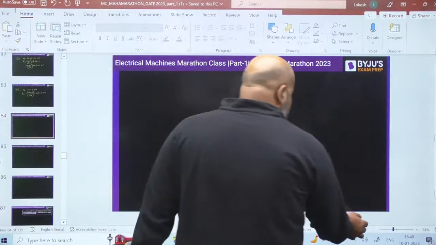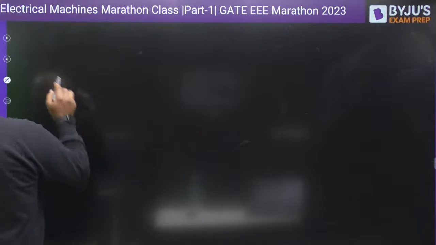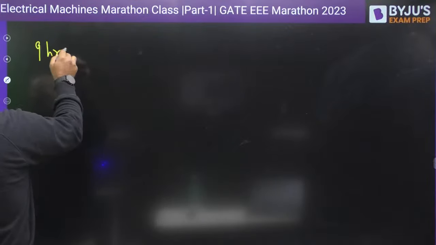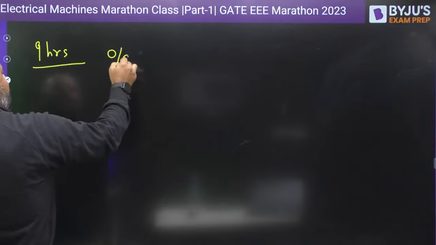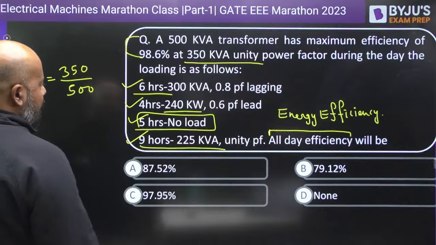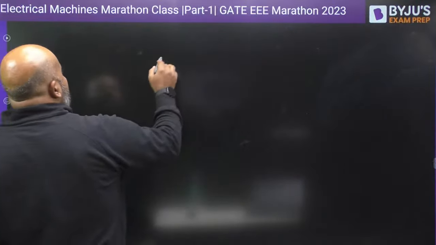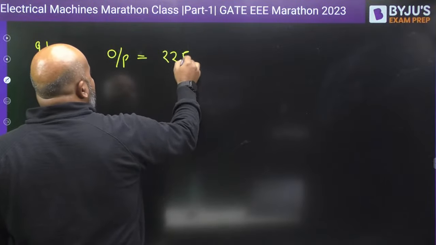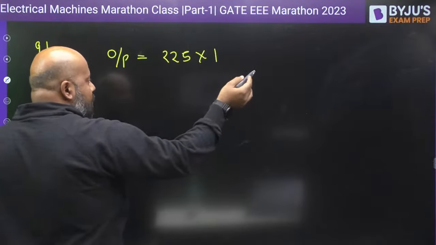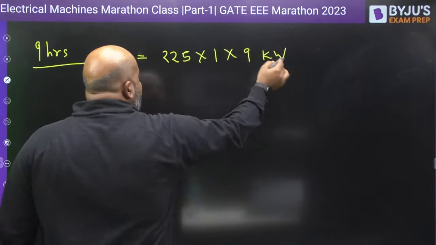For 9 hours duration, what is the power output? Power output is mentioned as 225 kVA. So it is 225 kVA multiplied by 1 because it is unity power factor, multiplied by number of hours 9. This is kilowatt hour.